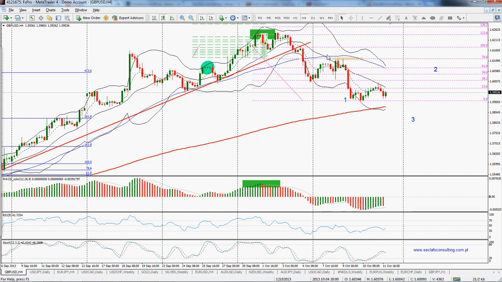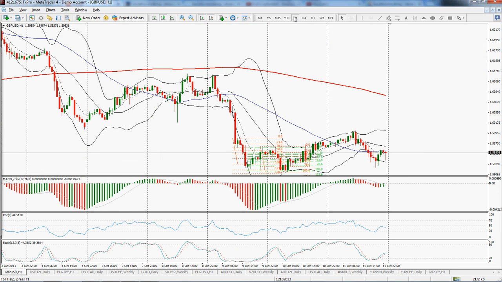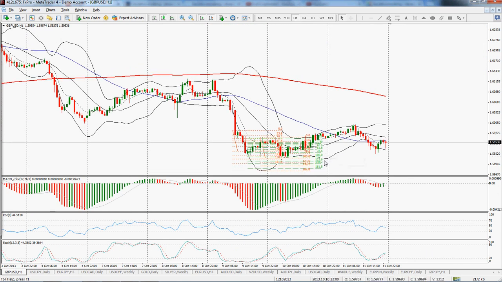But considering this 4 hours chart, I think we did the first move to the downside. We will make a second correction wave already, or we might be already in this correction. But it looks like we will have another. We'll finish this movement here.